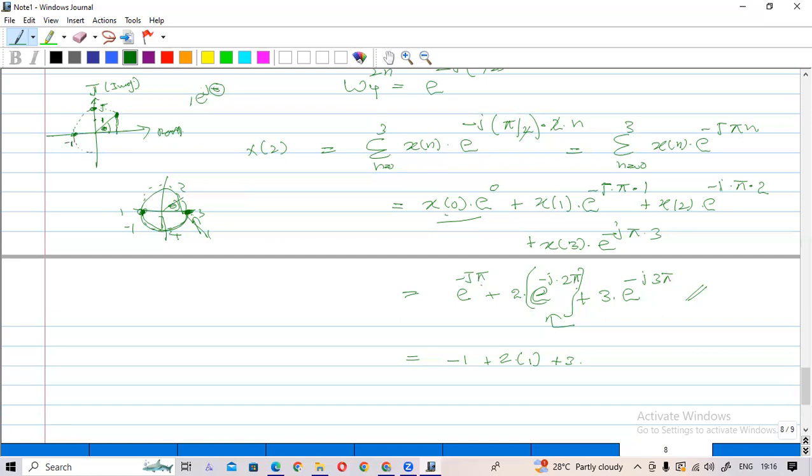If theta is 3π/2, you are here, which means your value will be -j. If 2π, you are again here, which means this value is 1. This is -1, this value is 1, this is +j and this is -j. This is a circle with radius 1. If theta is changing, your number is changing along this circle, whose radius is 1.